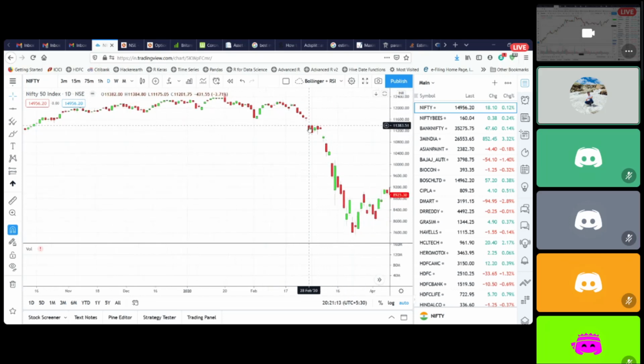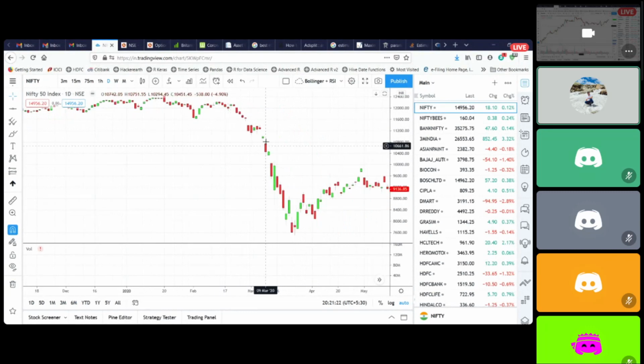So most of the trades would have been stopped out in this zone itself. In fact, all of them. And then here you just sit out because you won't get an entry anywhere, till the time most of the stocks can again come to their support zones.